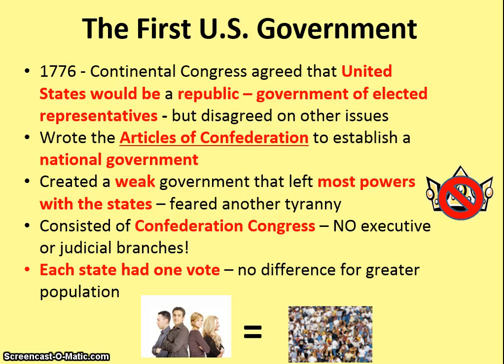Because having just left Great Britain and King George, the last thing they wanted to do was establish another government that they would see as another tyrannical government. This new government consisted of the Confederation Congress. There was no executive branch and no judicial branches, so no president and no courts. And each state had one vote. No difference for greater populations, so a state like Rhode Island that had a very small population was equal to Virginia, which had a much larger one.